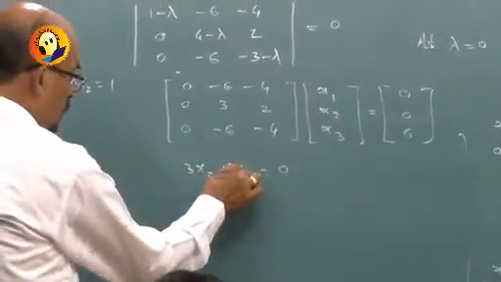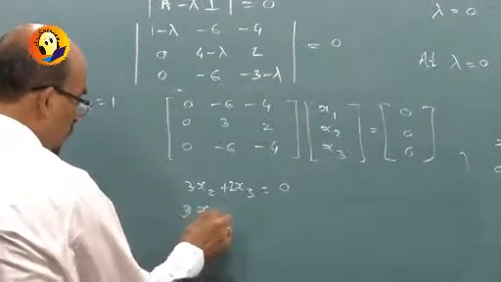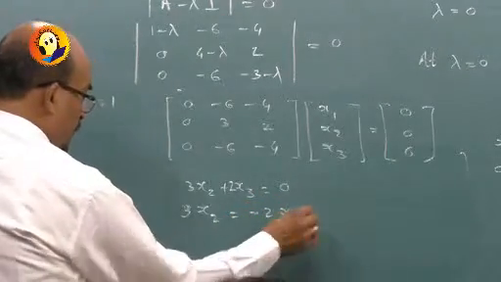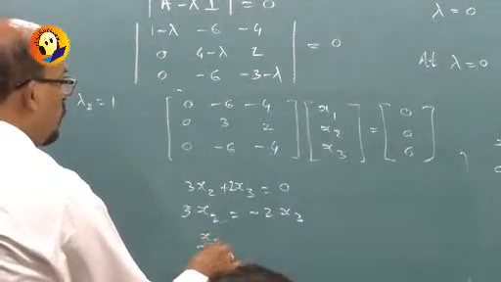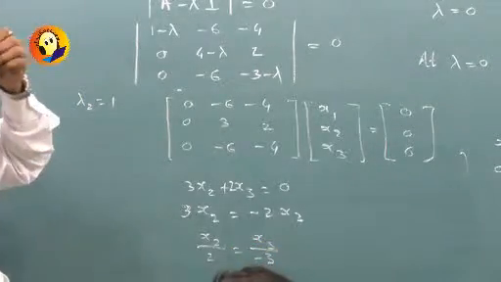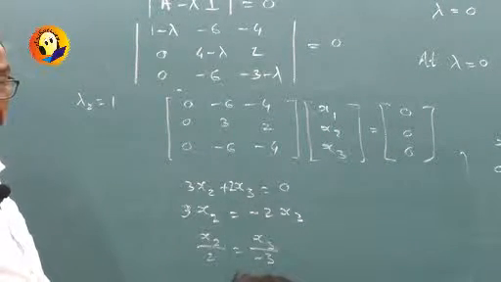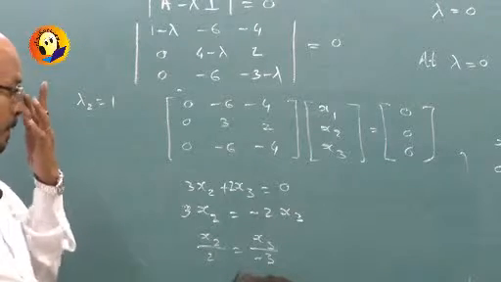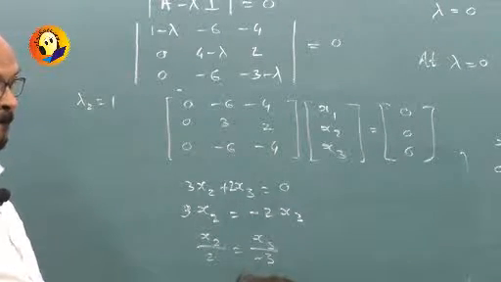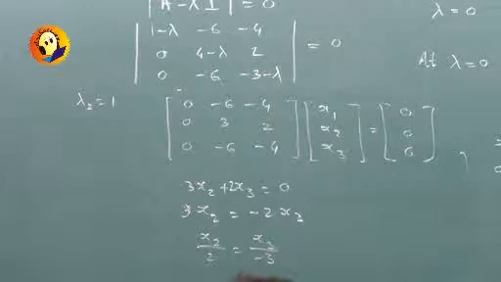Still it will be 3x2 equal to minus 2x3, and x2 upon 2 equal to x3 upon minus 3. But what about x1? We don't have x1 at all. It can take any values, yes.